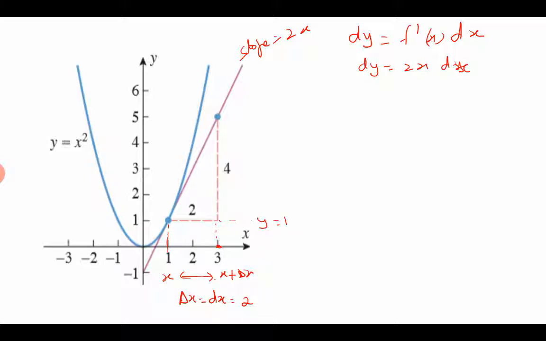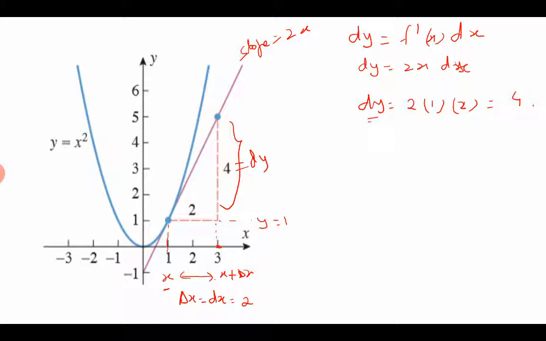Okay, now we calculate dy here. dy is equal to 2 times x, where x is 1, so 2 times 1. dx is 2, so 2 into 2, it is 4. So dy, the rise of the tangent line, this is dy, which is equal to 4, given here.